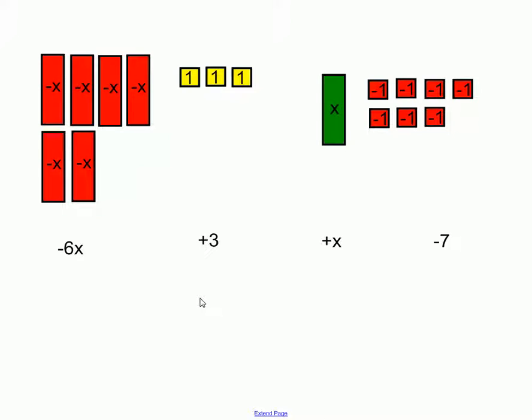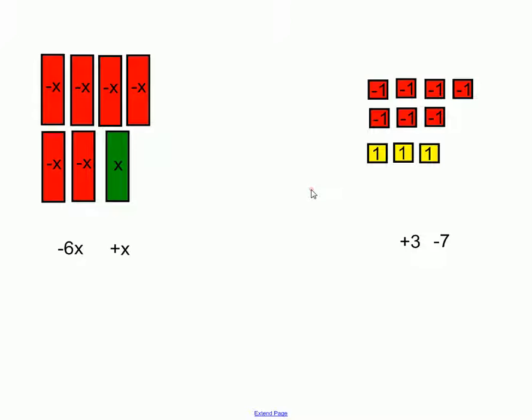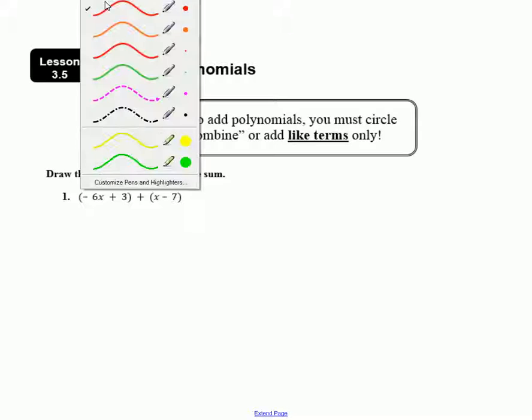So now what we're going to do is combine the like terms, meaning I'm going to take this x and combine it with all these other x's over here. And I'm going to take these 3 and combine them with these 7 over here. That way I will combine the like terms and get my final sum. So how does that work on paper?